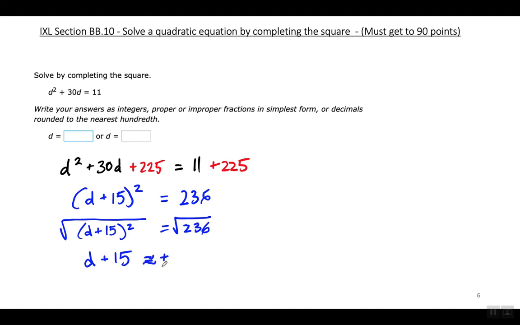And that's going to equal approximately positive and negative 15.36. Alright, so now when I move the 15 to the right, it's going to become negative. So our two answers are going to be that d is approximately negative 15 plus 15.36, or d is approximately negative 15 minus 15.36.